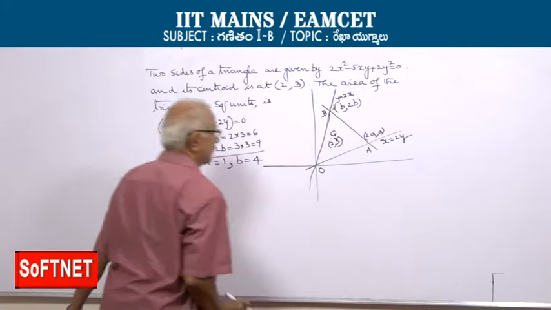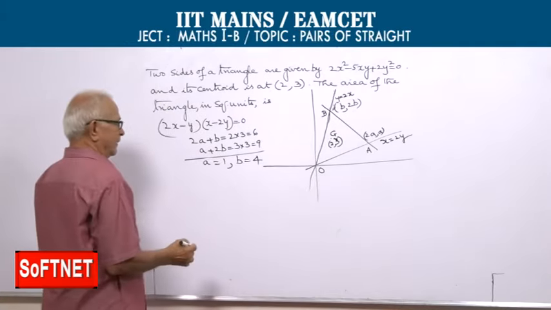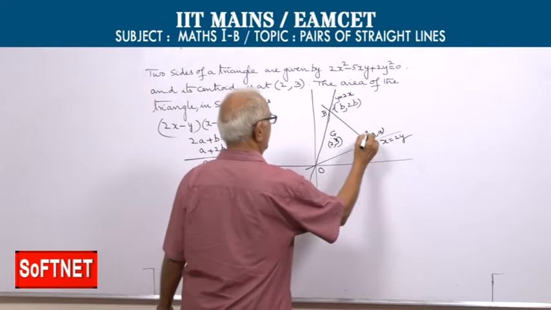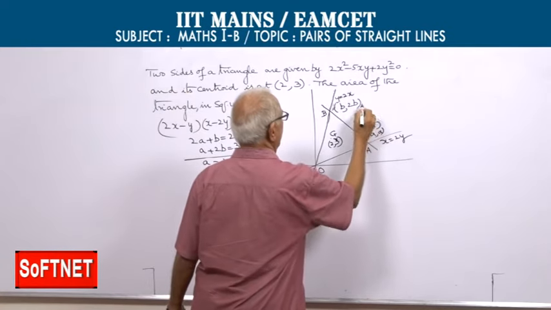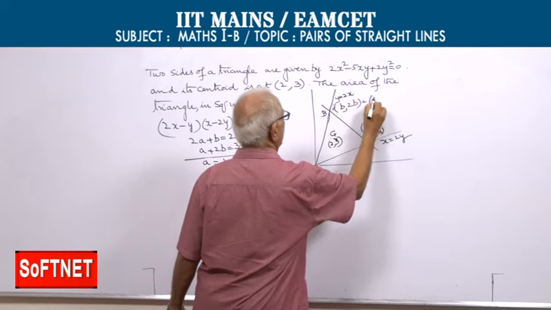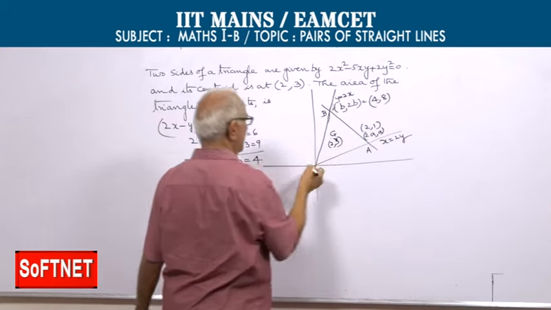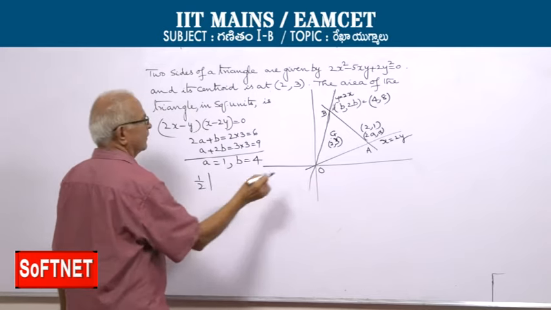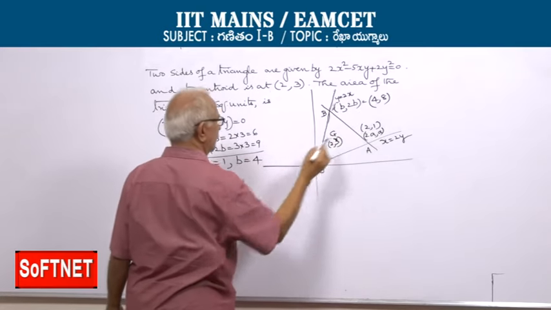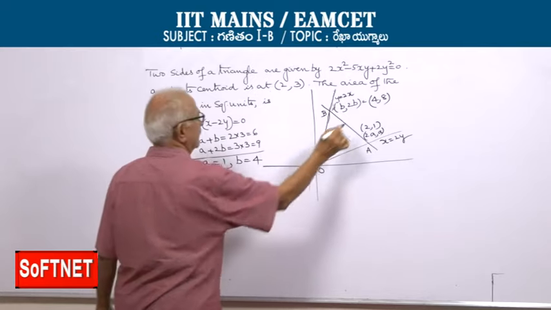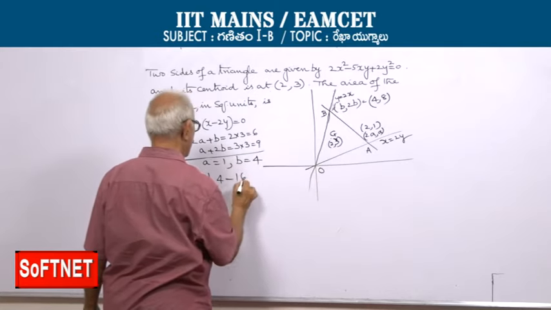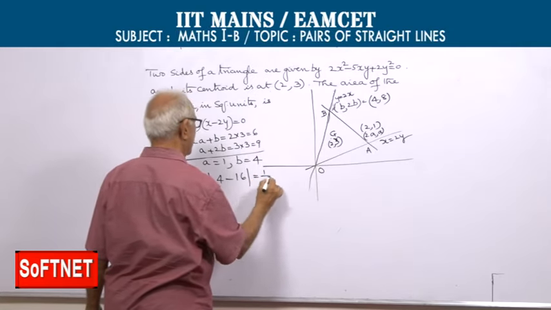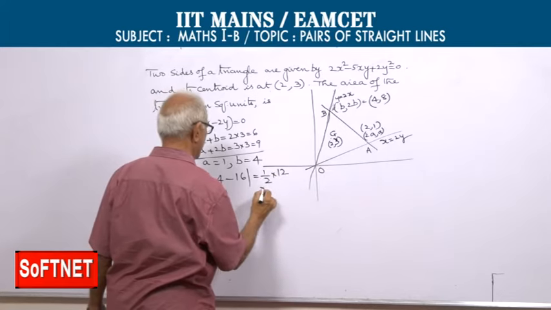Okay. So, the vertices are, this is 2, 1, and this is 4, 8. So, what is the area of the triangle with one vertex at the origin? 1/2 of 4 into 1, 4, 8 into 2, 16, that is the 1/2 of 12, that is equal to 6.